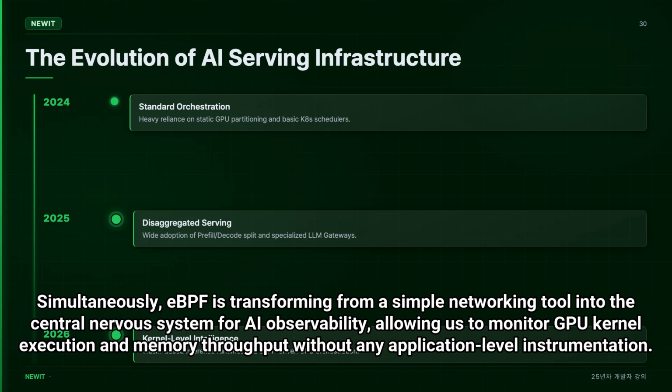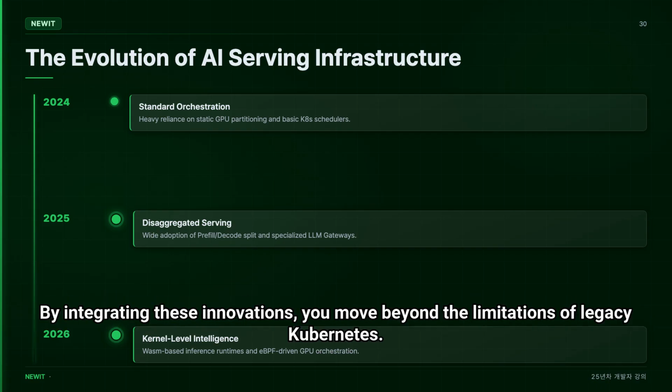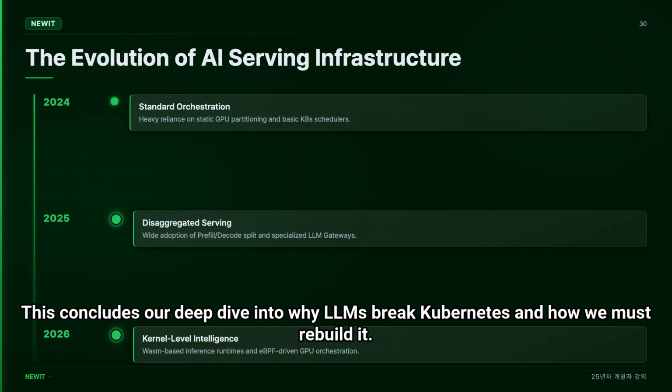Simultaneously, eBPF is transforming from a simple networking tool into the central nervous system for AI observability, allowing us to monitor GPU kernel execution and memory throughput without any application-level instrumentation. In the field, we are seeing a transition from running models to orchestrating intelligence, where the infrastructure itself understands the semantic state of the LLM. By integrating these innovations, you move beyond the limitations of legacy Kubernetes.